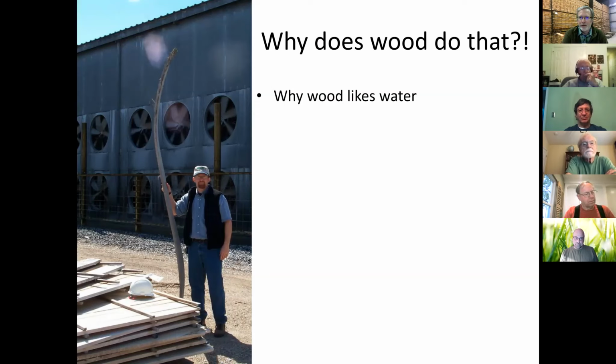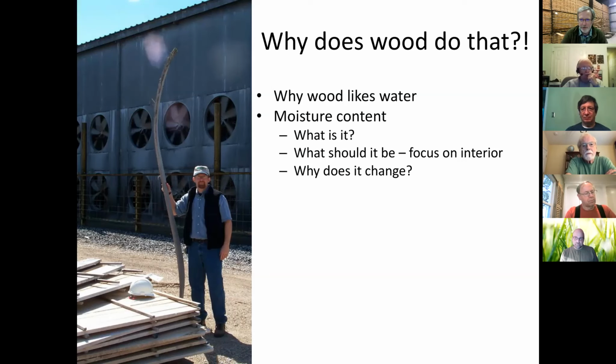So our outline: why does wood do that? Why would it do something like that? Well, we're going to figure that out. But first, we've got to talk about some basic things like, why does wood like water? What is it about wood that makes it hygroscopic? It absorbs water, it gives up water as the amount of water in the environment changes. So we're going to introduce that.